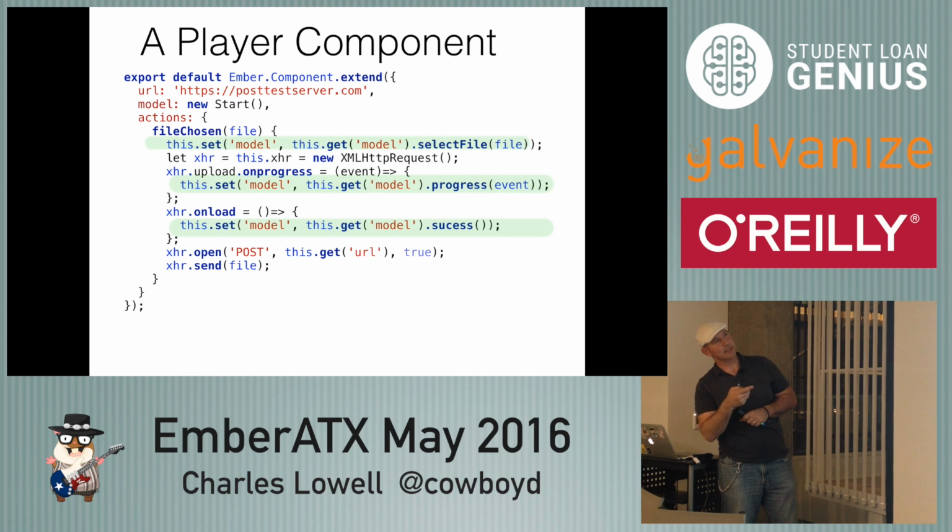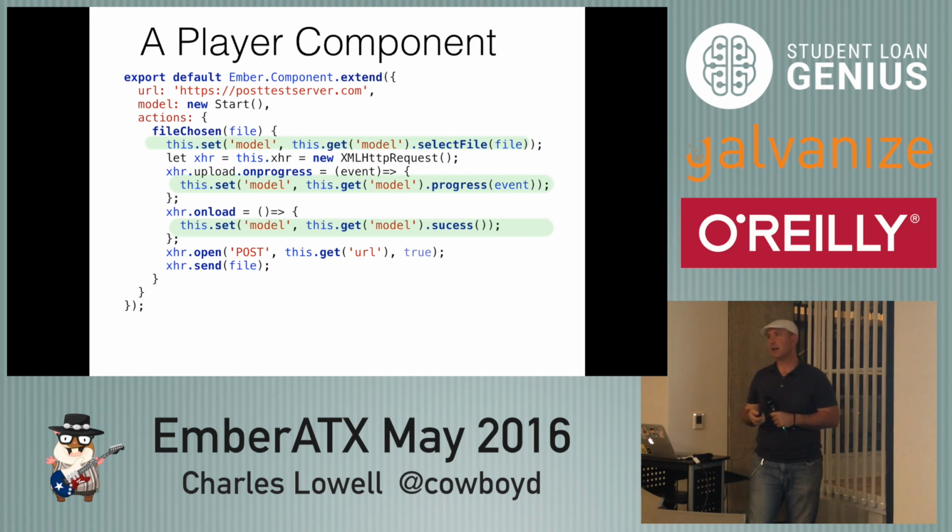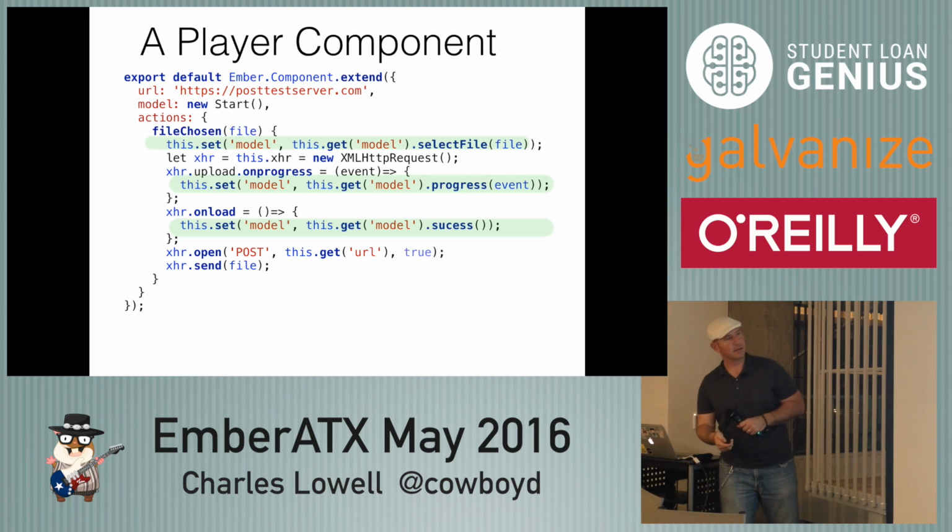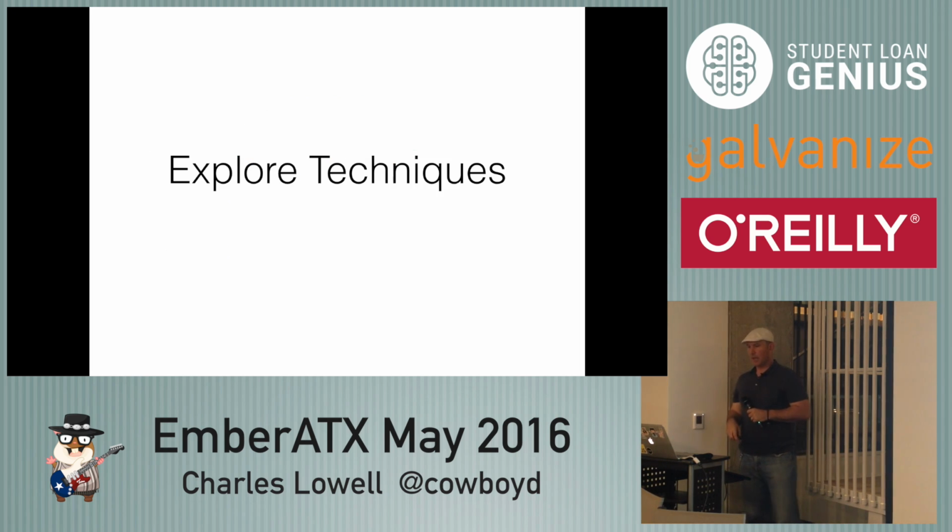And so we set the model to the model returned by the state transition. And we do that there when we first select the file, whenever we get a progress event, and when we finally get the success event from the browser. And that's it. It really is that simple.